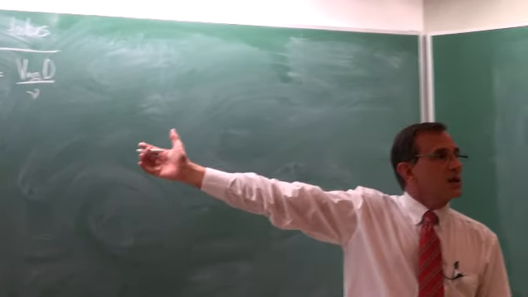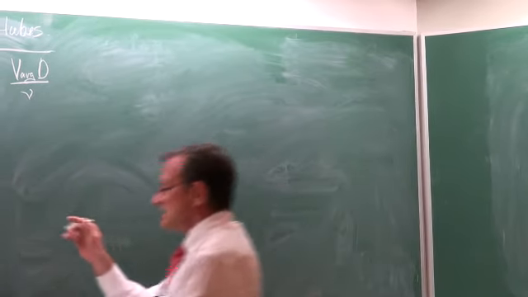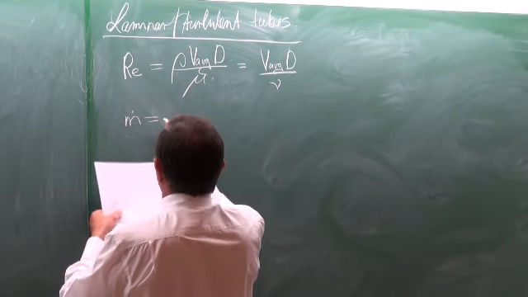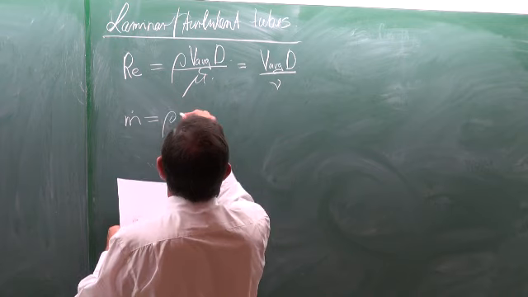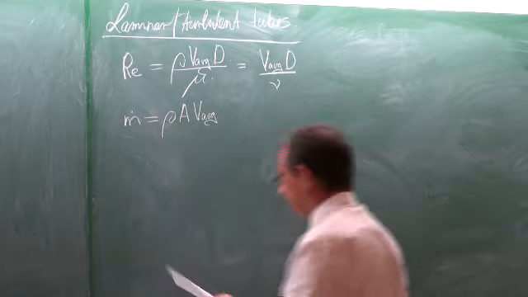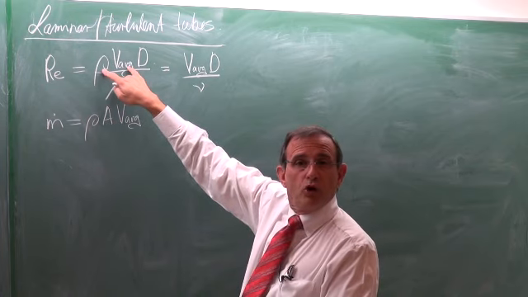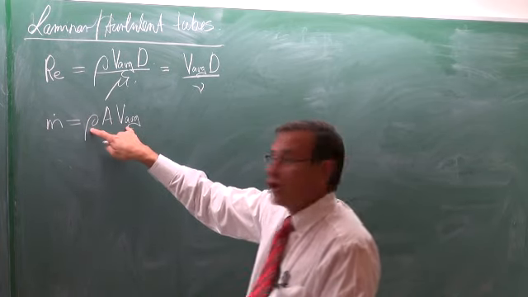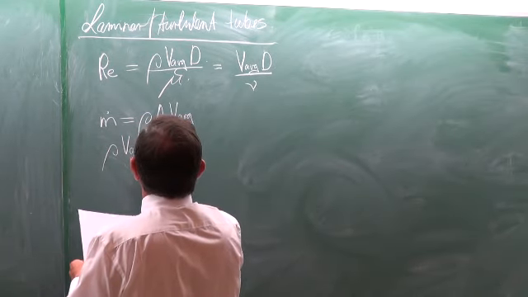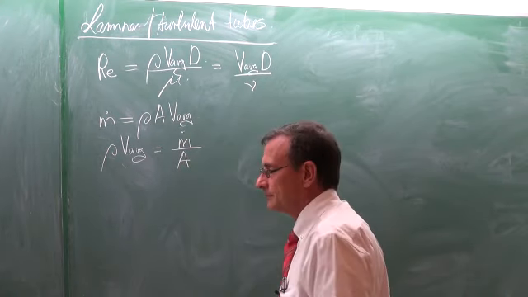And we can write the Reynolds number also in different formats. An example is, specifically, we know that the mass flow rate is equal to rho multiplied by the area multiplied by the average velocity. And if we look there, we can see there's a density multiplied by the velocity. So we can say that the density multiplied by the average velocity is equal to the mass flow rate divided by the area.